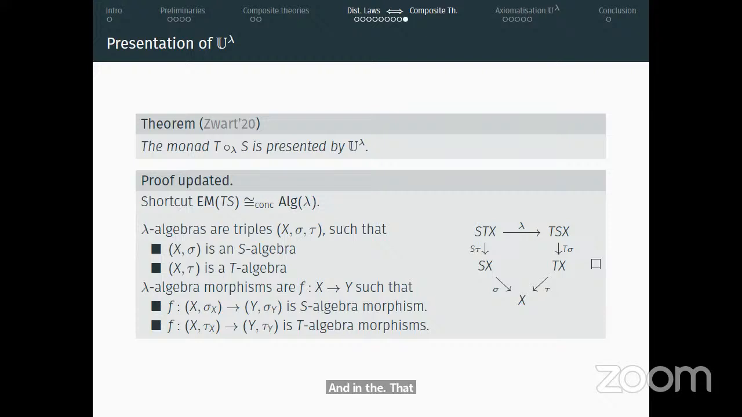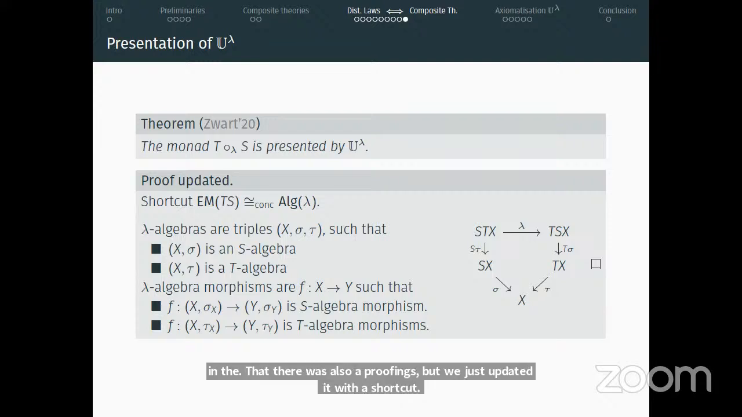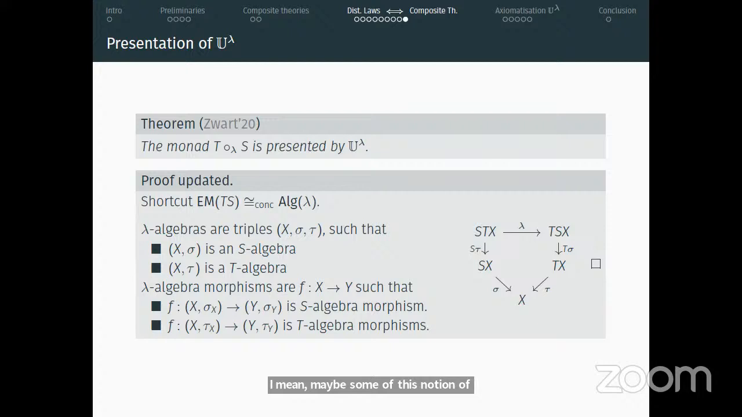there was also a proof in Swart's thesis, but we just updated it with a shortcut that maybe some of you know. This notion of lambda algebras: when you have a distributive law, it's something that is both like a triple, which is both an S algebra and a T algebra. And this theorem, we'll look at it a little bit more, because it tells us that distributive laws are usually useful because they are a sufficient criterion to know that the monads compose, right? And this theorem tells you that if you have that, we already have even a presentation of that monad. But there is just a slight problem.